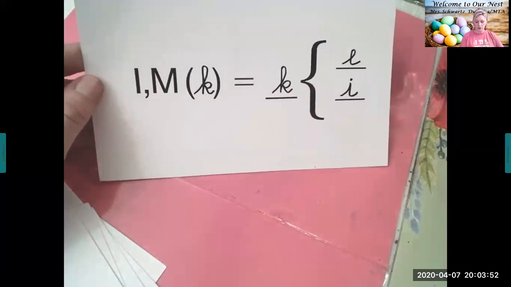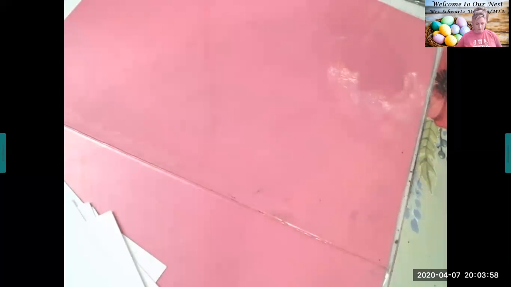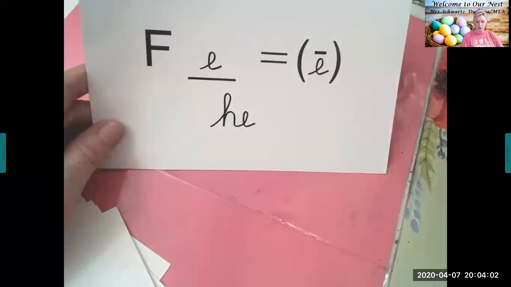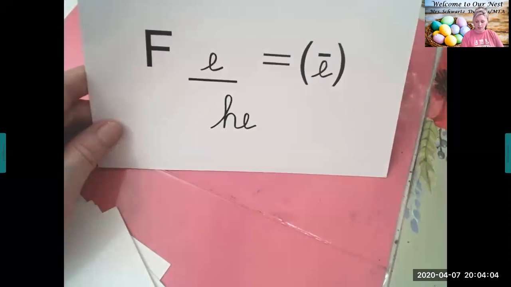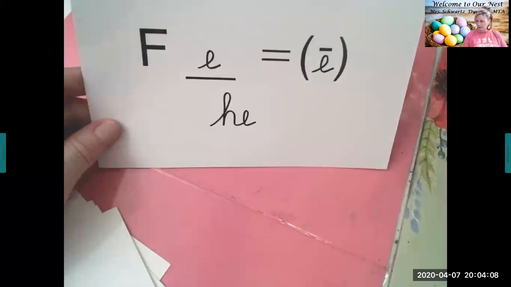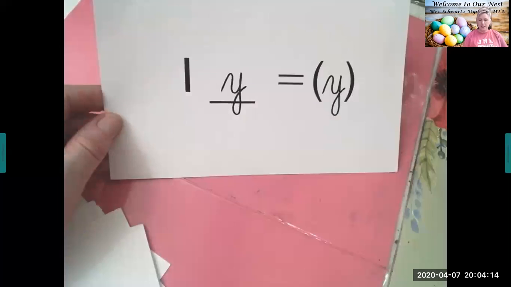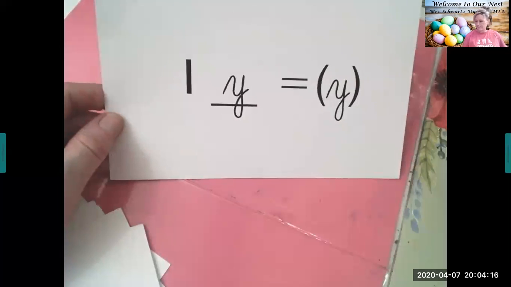Initial or medial k is spelled K before E and I. Final E in a monosyllable is usually pronounced E as in he. Initial Y is pronounced Y.